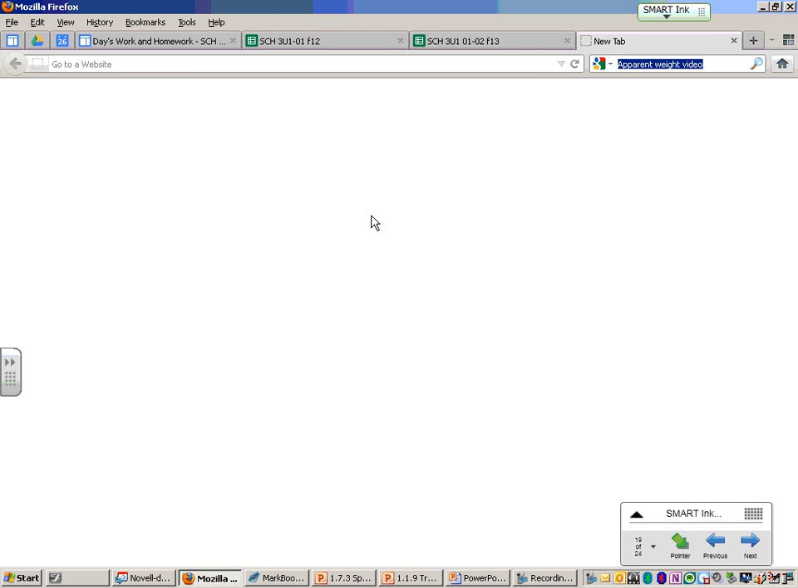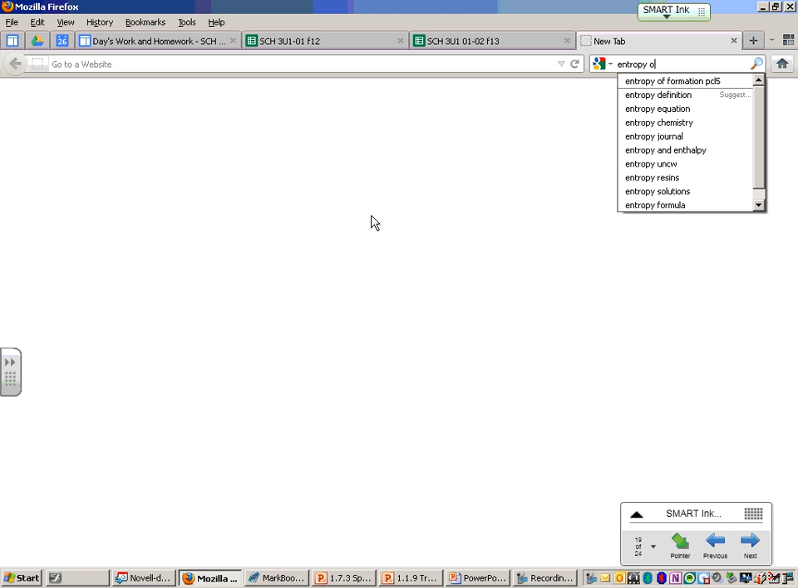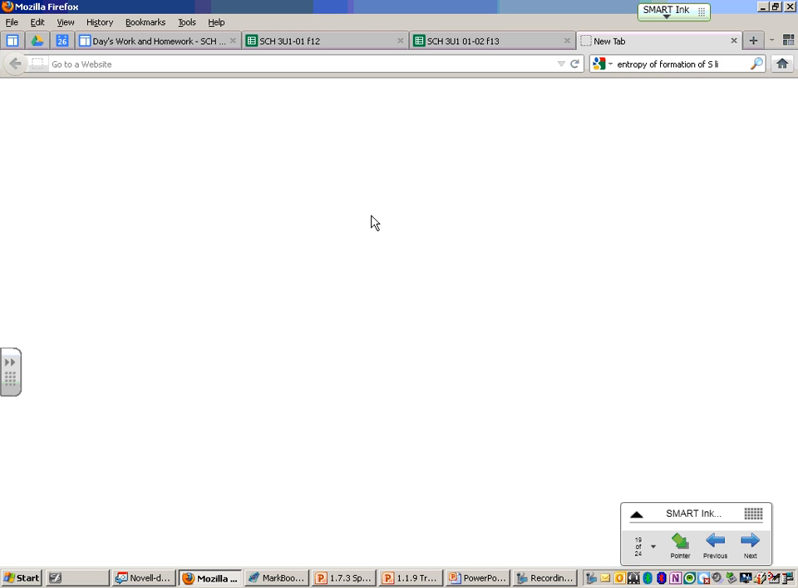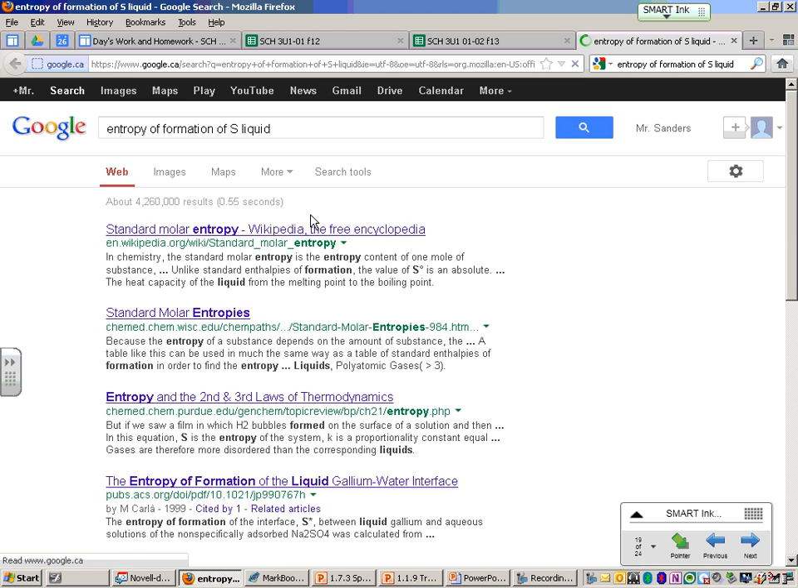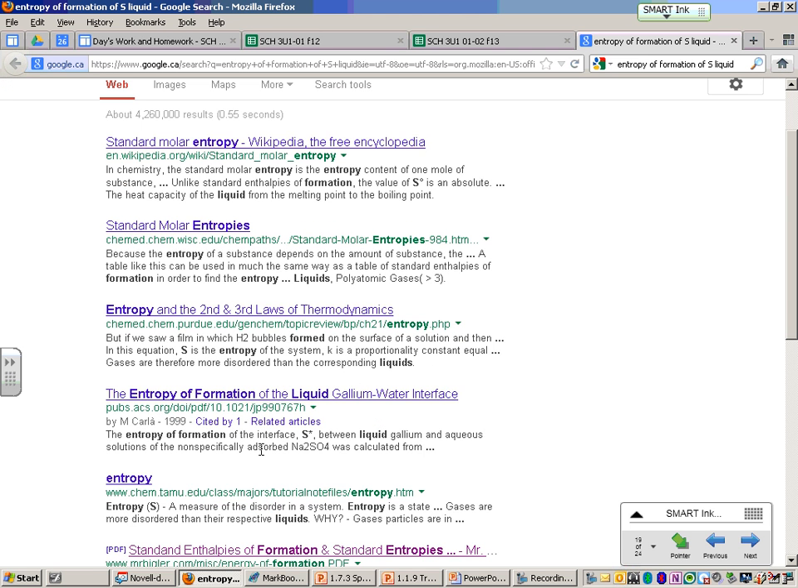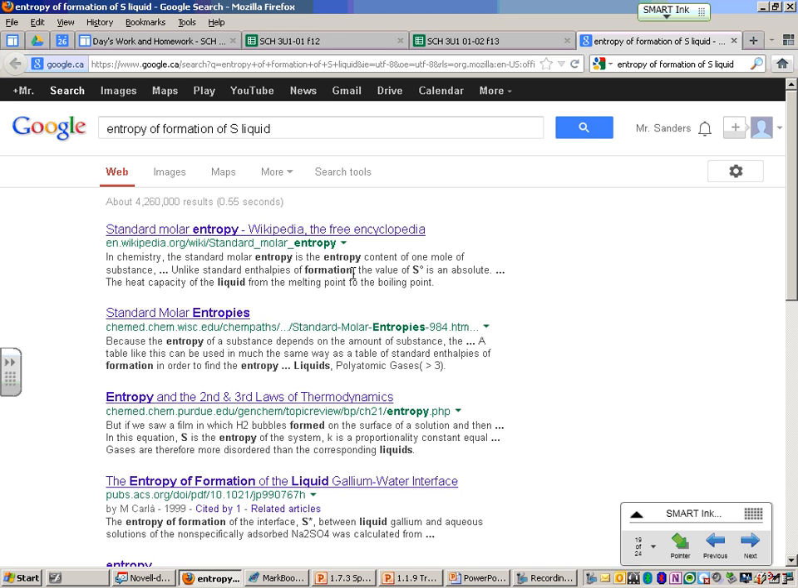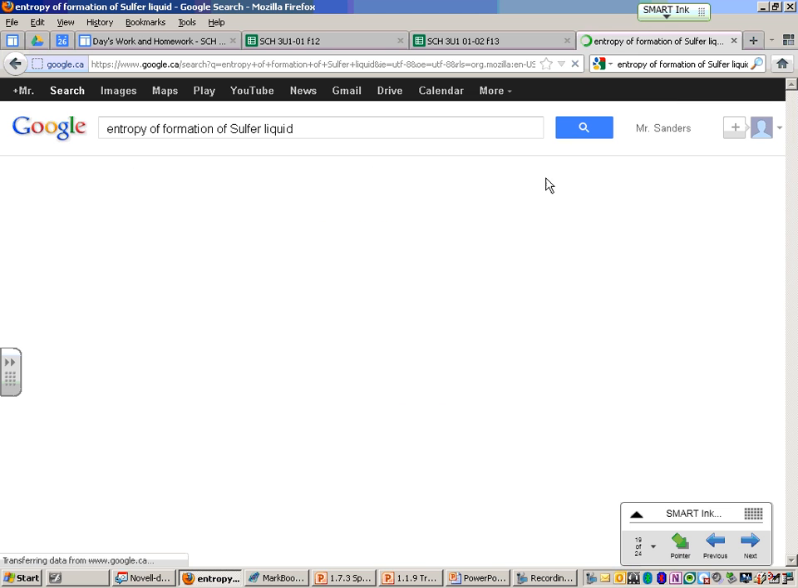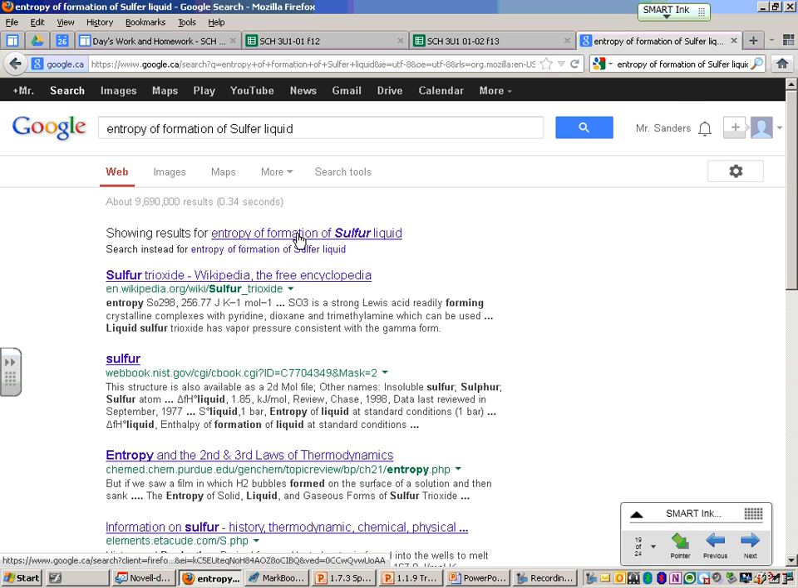What do we want? Entropy of formation of sulfur liquid. Standard molar entropies. Solid. Oh, this is sucking. I'm not getting anything here. Oh, we've got to put in sulfur. It's going to take forever. Sulfur. Yeah, it'll fix it for me.